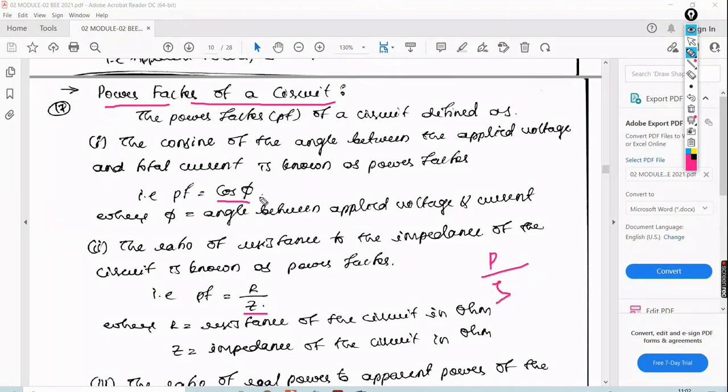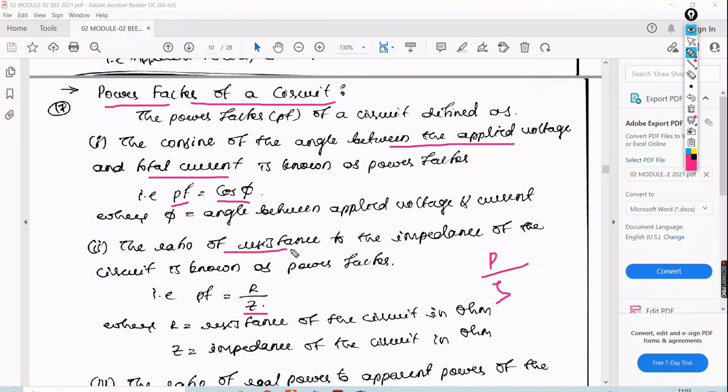Okay, cos phi is what? The cosine of the angle between the applied voltage and the current. That is also called the power factor. This power factor will play a very important role in an AC circuit in order to do the electrical work which is to be done by the element connected to the AC power supply. That is the major thing you need to remember.